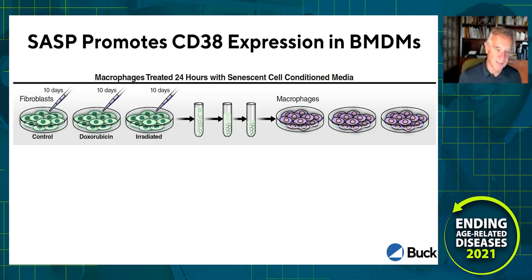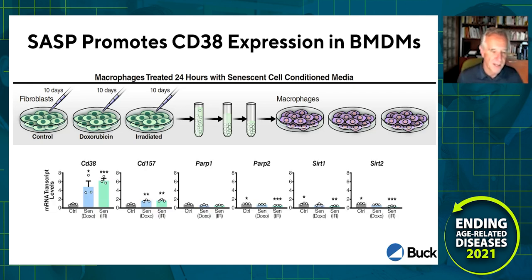So what Anthony did is prepare supernatants. We started with fibroblasts, treated them either with doxorubicin or irradiated them. This is shown here on the left. This, we know, induces a very rapid process of senescence. We then harvested the supernatants and transferred them onto macrophages and looked for the ability of these supernatants to activate CD38. And what Anthony was able to show is that both doxorubicin and irradiation-induced senescent cell supernatants were able to very strongly activate CD38 expression in macrophages.